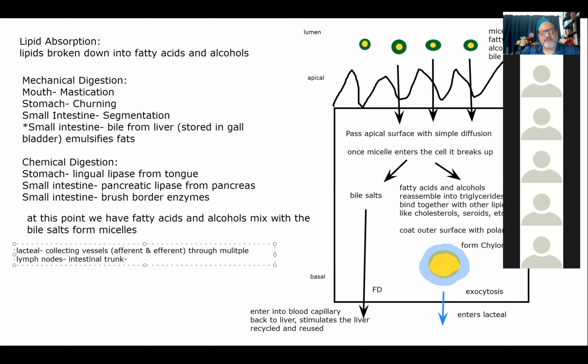And what does that intestinal trunk feed into? Cisterna chyli. Yep, excellent, into the cisterna chyli. Excellent, which feeds into the thoracic duct. Excellent, which feeds into the left subclavian vein, which feeds into the left brachiocephalic vein.